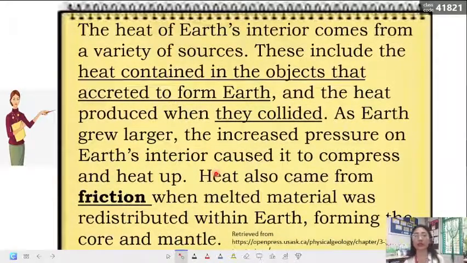The heat of Earth's interior comes from a variety of sources. These include the heat contained in the objects that accreted to form Earth and the heat produced when they collided. As Earth grew larger, the increased pressure on Earth's interior caused it to compress and heat up. Heat also came from friction, when melted material was redistributed within Earth, forming the core and the mantle. So this is the third source of heat in Earth's interior. Okay, friction.